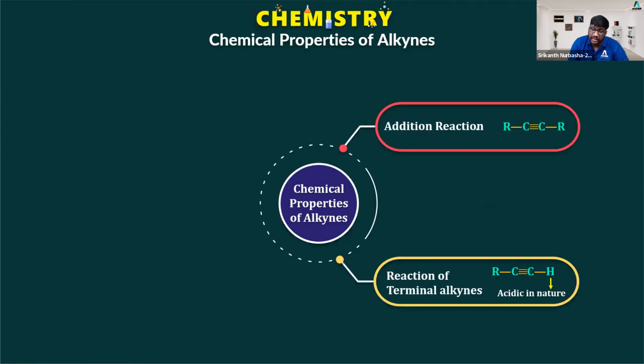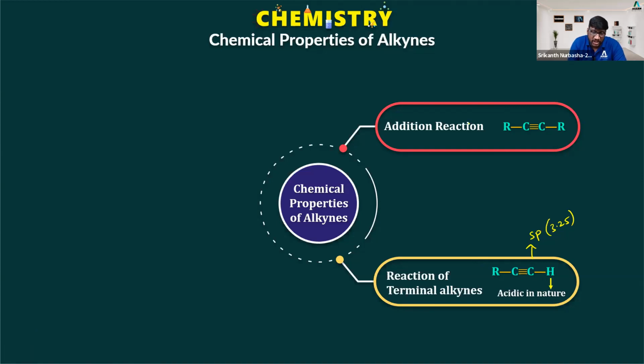If you look at alkynes, they will undergo two types of reactions: addition reactions at the C triple bond C, and reactions of terminal alkynes. Terminal alkynes are acidic in nature because of the sp hybridized carbon. Sp hybridized carbon has an electronegativity of 3.25, so that C-H bond becomes polar. So these are the extra types of reaction shown by alkynes apart from alkenes. That is what I have told you.